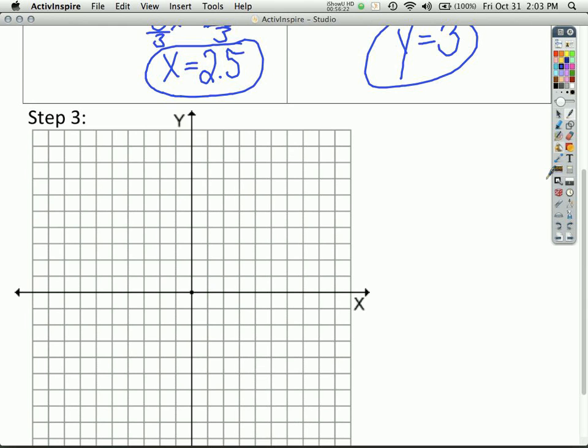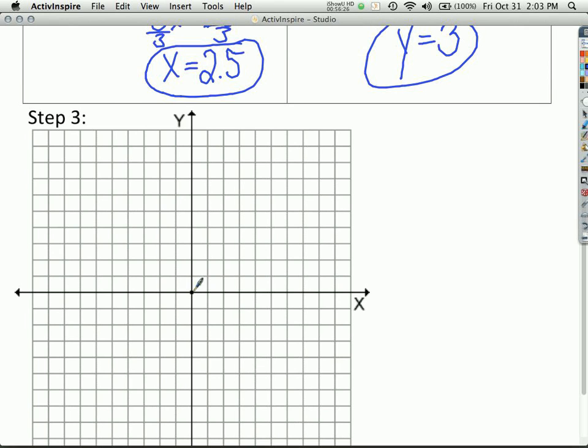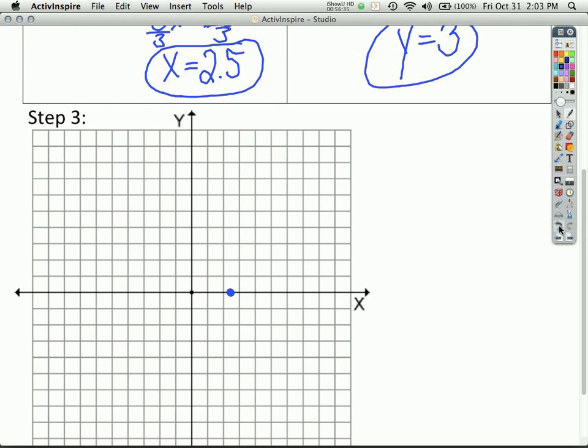And we're going to go ahead and graph. The x-intercept will be 2.5. So go 1, 2, and then try to get as accurately as you can. 2.5 is going to be right in between the 2 and the 3, and I think I can do a little bit better. And then on the y-axis, we're going to go to 3 and put a dot.